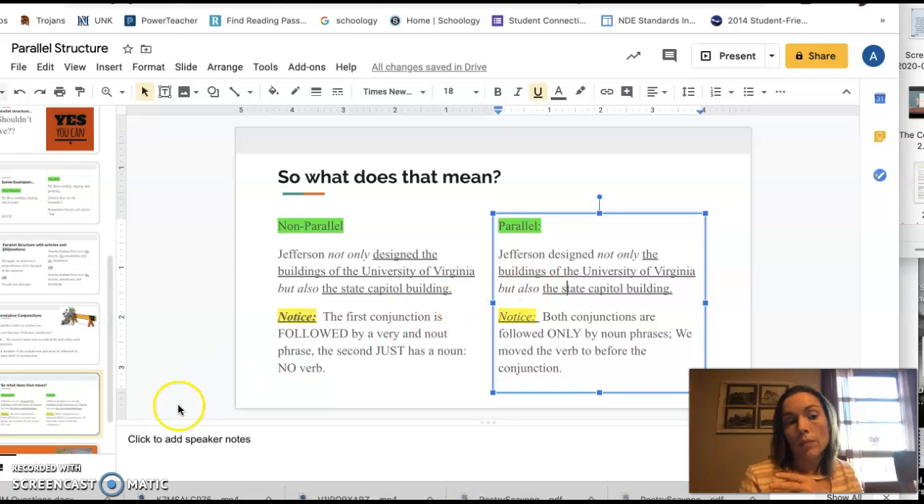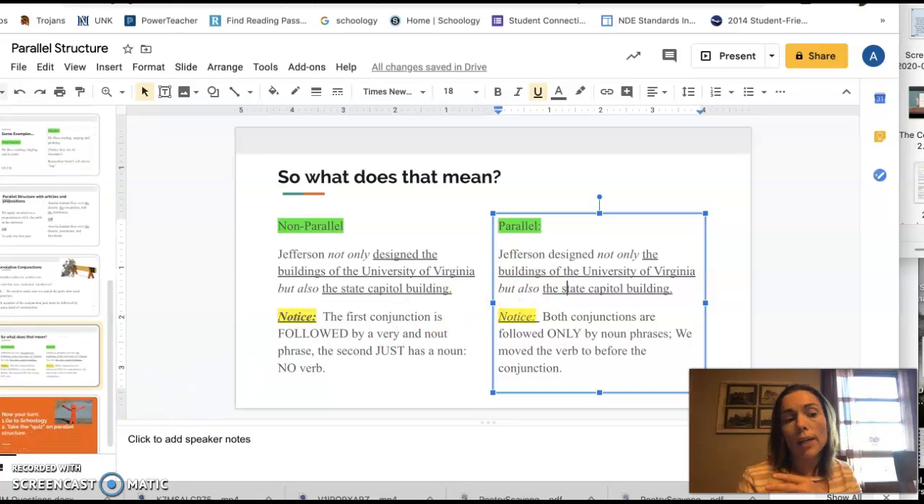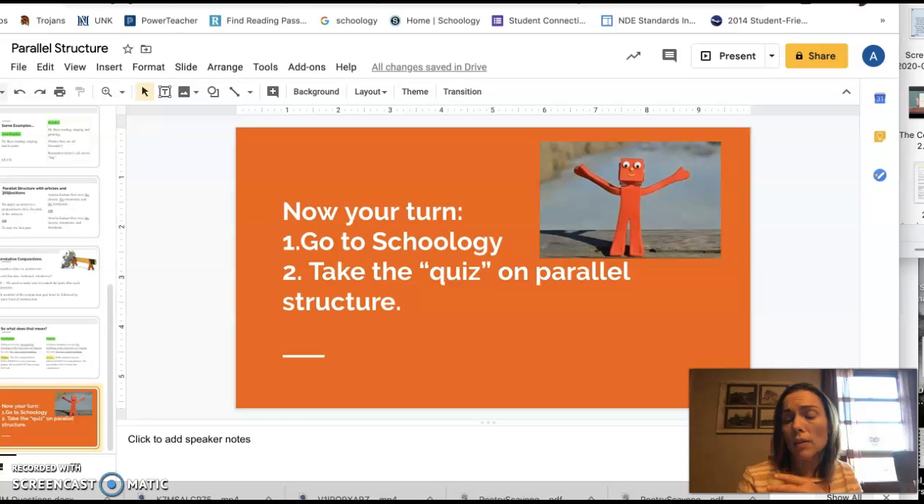Okay? I know some of you are going, oh, I get it. And others of you are thinking, Mrs. Brown, this is just more confusing. Well, get a hold of me, text me, email me. I'll meet you in the Zoom room, whatever we need to do. And then you're going to go to Schoology and you're going to take the quiz on parallel structure, okay? So the first part of it is just simply telling me which sentence is parallel. And the next part is rewriting a sentence to make it parallel. It's only 10 questions long. It's not too bad.